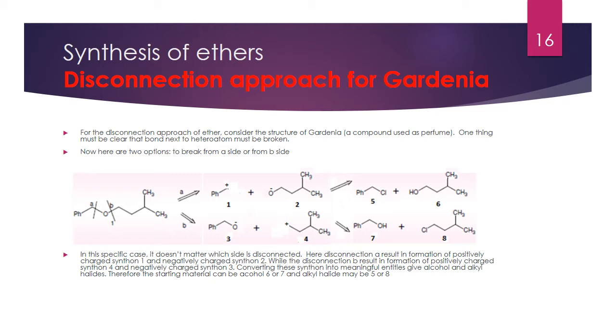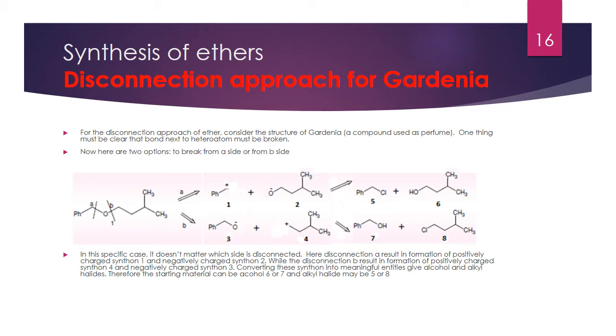In order to convert these into useful fragments, we have to attach a halogen with the positively charged carbon. So we have benzyl chloride here as 5, and we have attached a proton to the carbon 6, so we have an alcohol here, right?